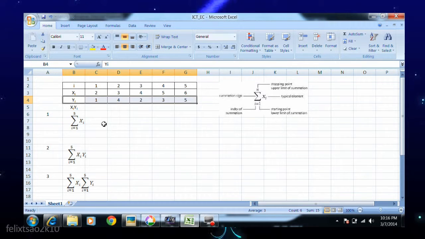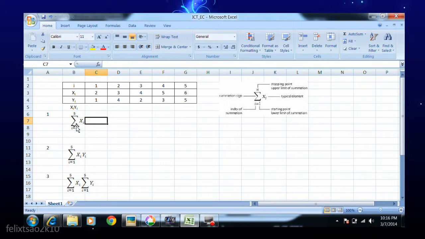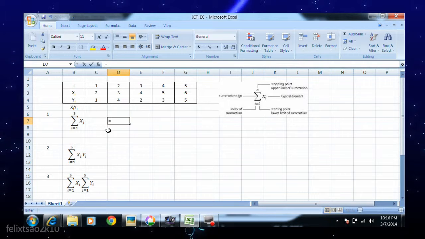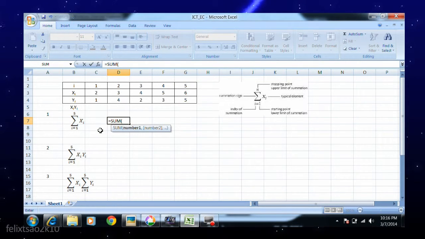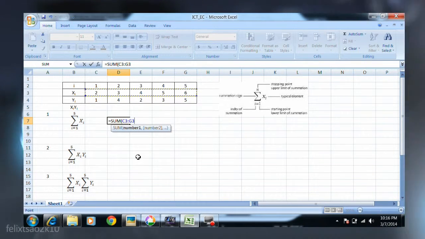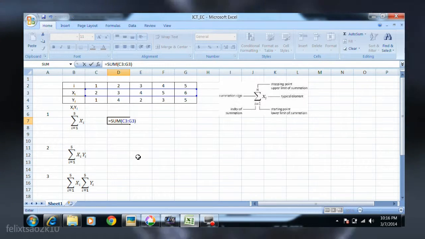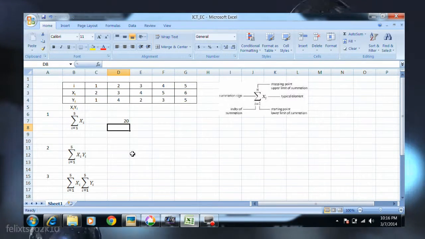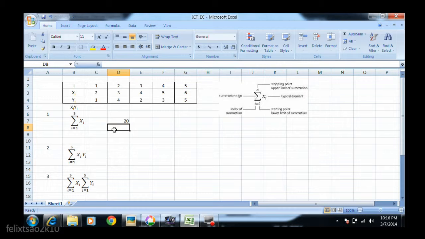So for number 1, our lower limit is 1, and our upper limit is 5. And our typical element is x sub i. So we're basically going to get the summation of these values, the values of x sub i. So how do we do that? Equals sum, open parenthesis, and you just highlight these values. Excel will take care of that. You just have to type in close parenthesis and press enter. And that is our answer for number 1.